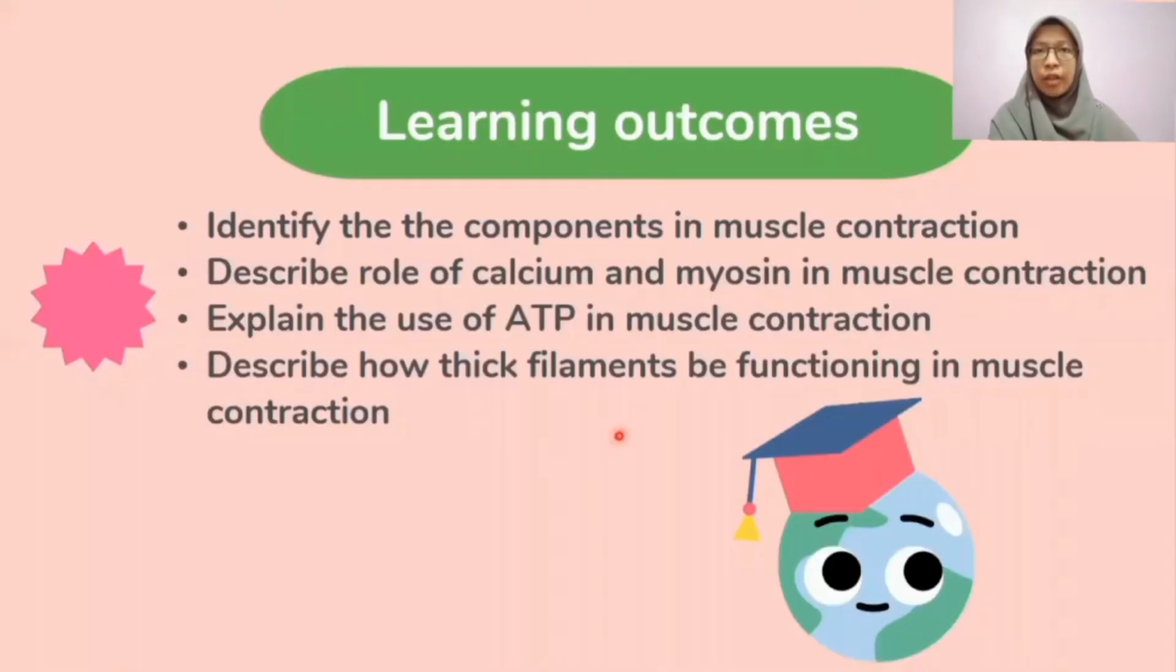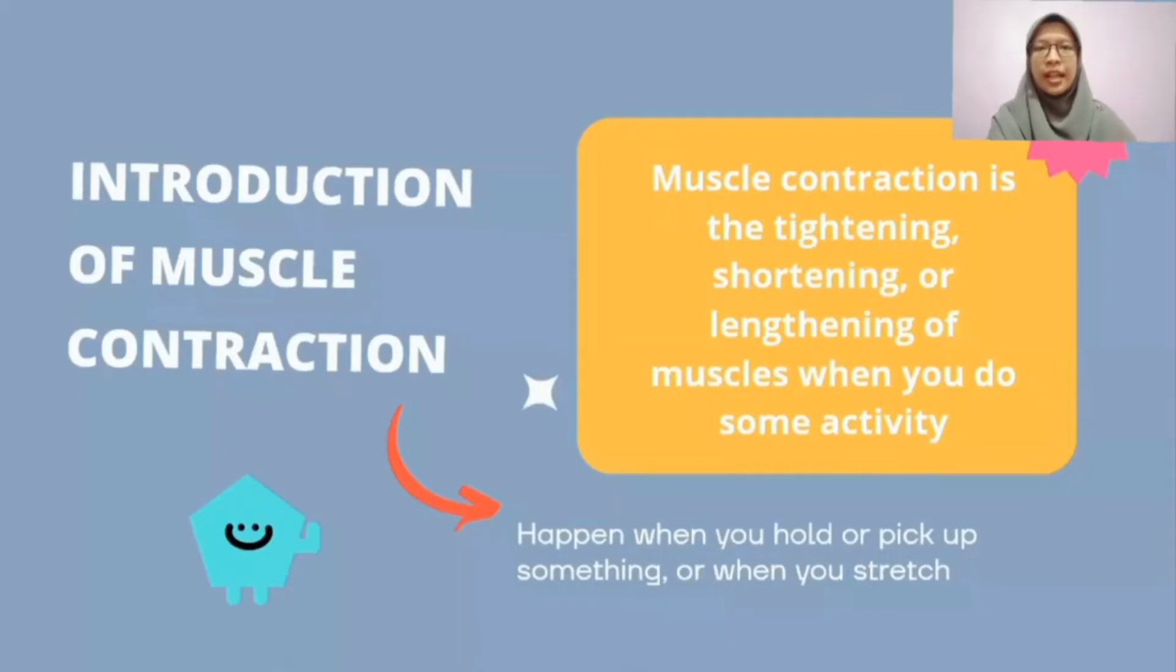Next, the learning outcomes for this topic are: be able to identify the components involved in muscle contraction; second, describe the role of calcium and myosin in muscle contraction; explain the use of ATP in muscle contraction; and the last one, describe how thick filaments function in muscle contraction. Alright, let's move on to the next slide.